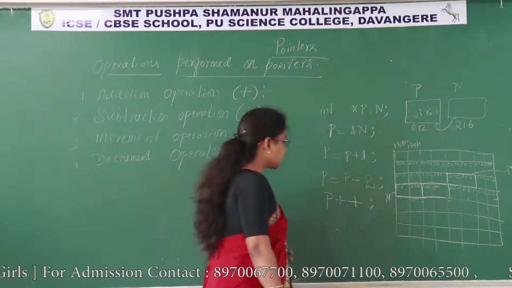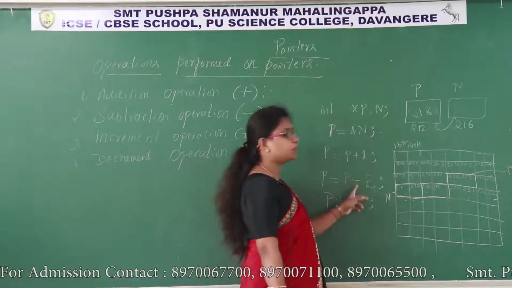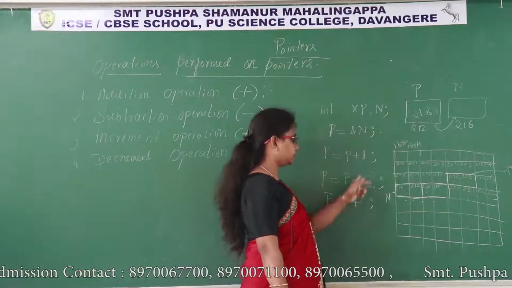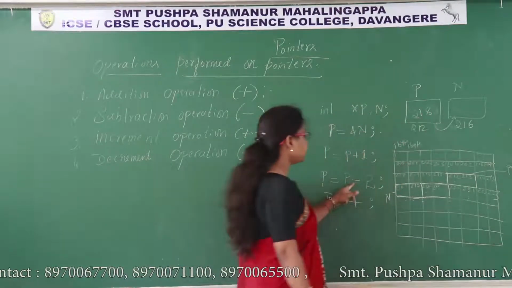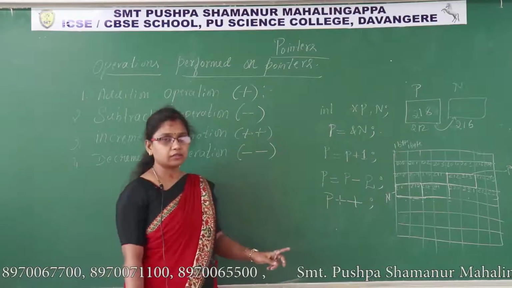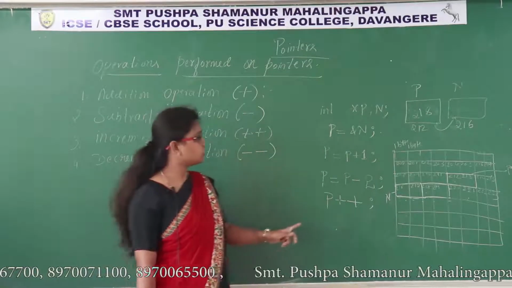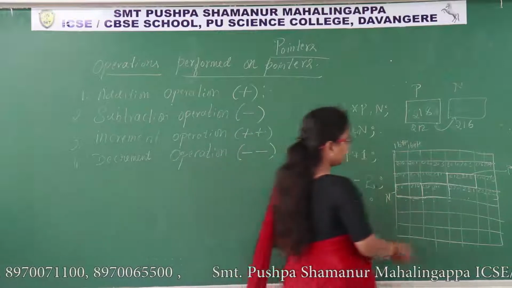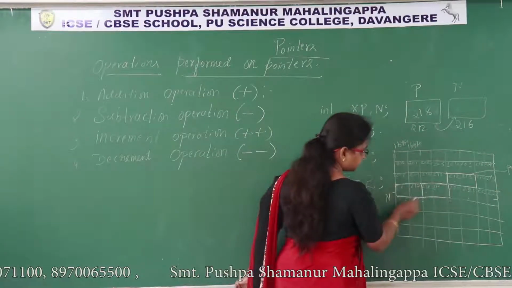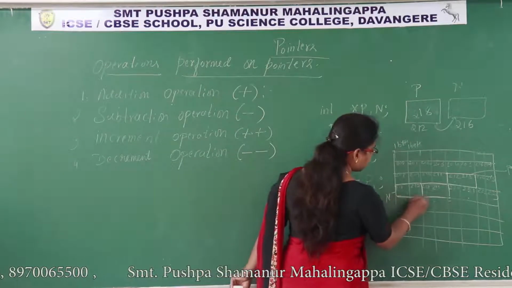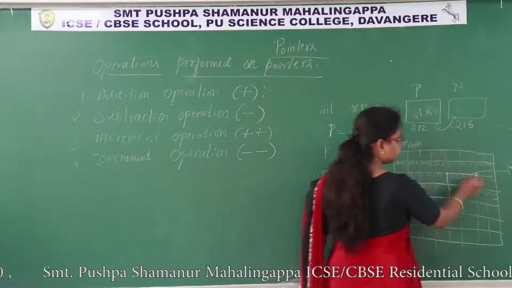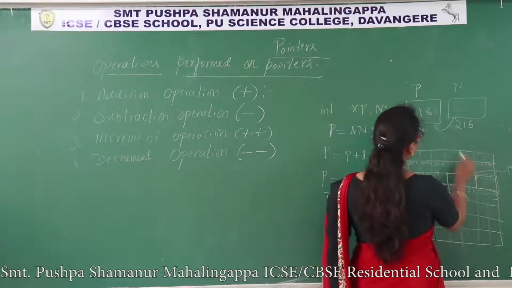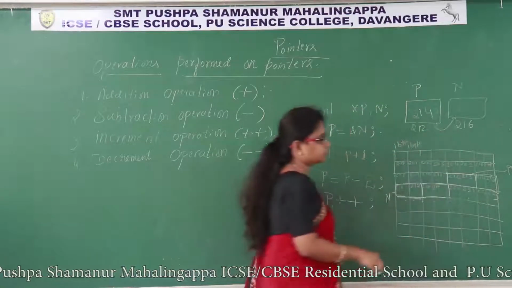Let us consider this line, P is equal to P minus 2. What is there in P? Right now P contains 218. P minus 2 means 2 times decrement. 1 time decrement is 2 bytes, 216. Now again it moves back. 218, no, 216, it comes to 216. Again one more decrement, 214. Now pointer P contains 214.